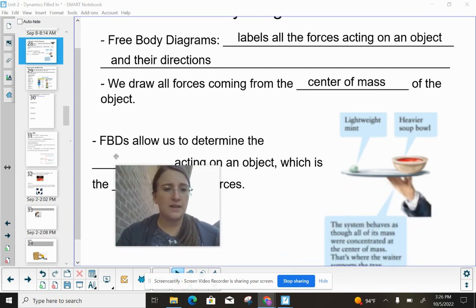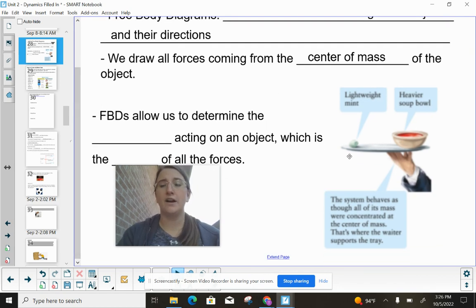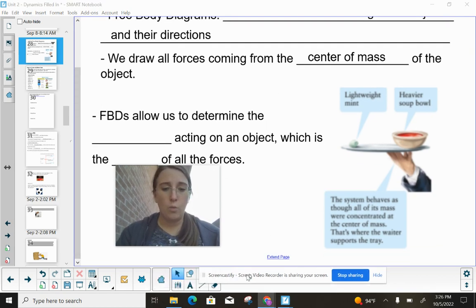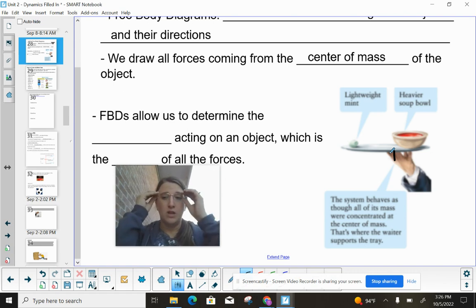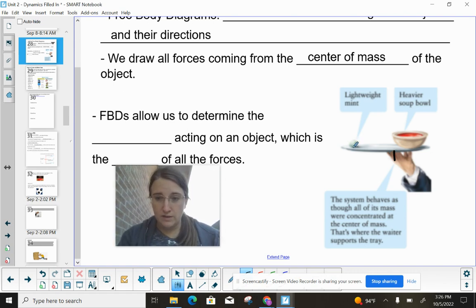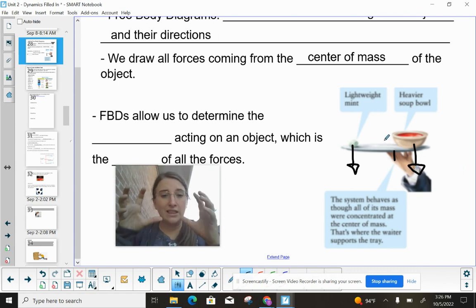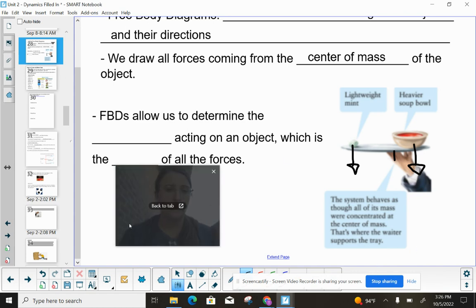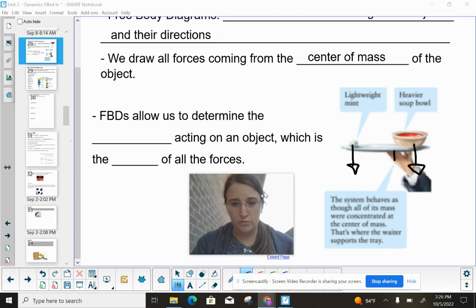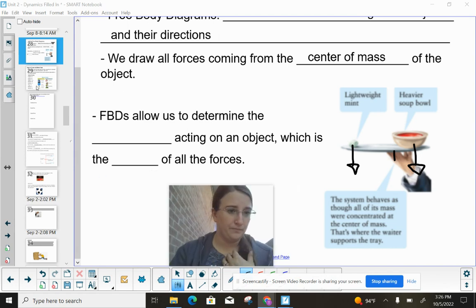Here's a little picture that shows that even if we have a funky looking object, we address it by looking at the center of mass, which in this case would be right around here. The center of mass is the balance point. So even though the weight of this object is pushing down on the tray in those specific spots, we can look at this as just where the center of mass is, and we can draw the forces coming from that center of mass. Don't get too confused about that right now. It really doesn't matter too much. It'll make more sense once you see an actual picture.